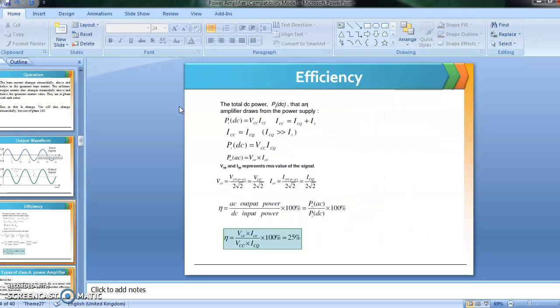Next, efficiency of the class A power amplifier. So what is the efficiency formula? That is output by input. Here output will be the AC and input will be the DC. So first, calculate the DC input power. DC input power equals voltage into current. What is the voltage supplied to the class A amplifier? That is VCC. So VCC into ICC, where ICC means the total DC current flowing into the amplifier.